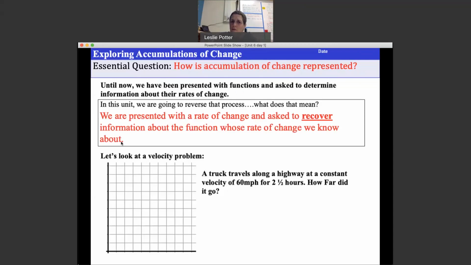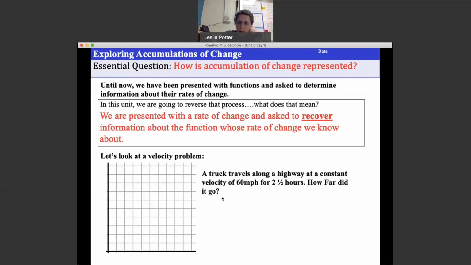And we did a little bit of that graphically. In this note session, we're going to really look at it in terms of a contextual application. So we're going to start with this application here. It's a velocity problem, and it's something I think you have some decent familiarity with. A truck travels along a highway at a constant velocity of 60 miles per hour, and it travels that for 2.5 hours. How far did it go?